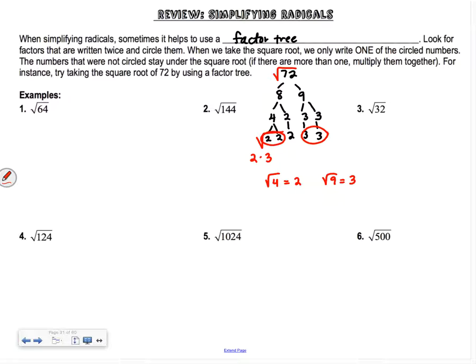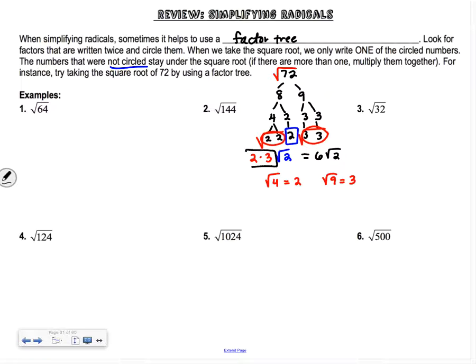And those are no longer under square roots because I took the square root of them, and the square root of 9 was just 3. Okay, so if you notice there's one lonely number, it doesn't have a pair. And so any numbers that were not circled, we write inside the square root still. So it's going to be square root of 2 still, because it didn't have a pair. If it had 2 times 2, that would be the square root of 4, which is then 2. And so our final solution is 6 square root of 2.